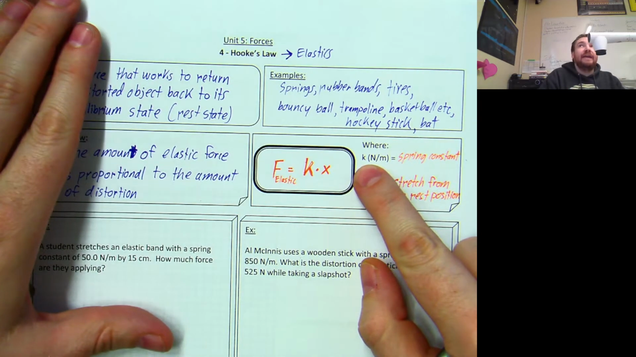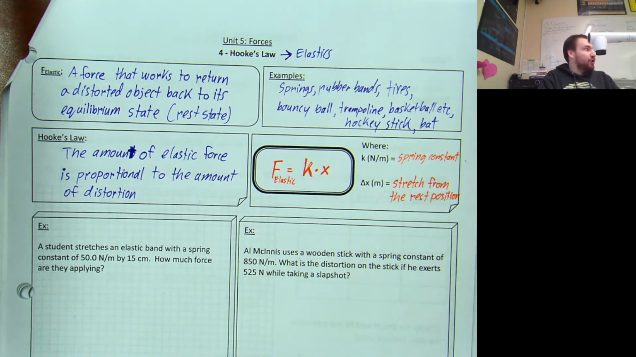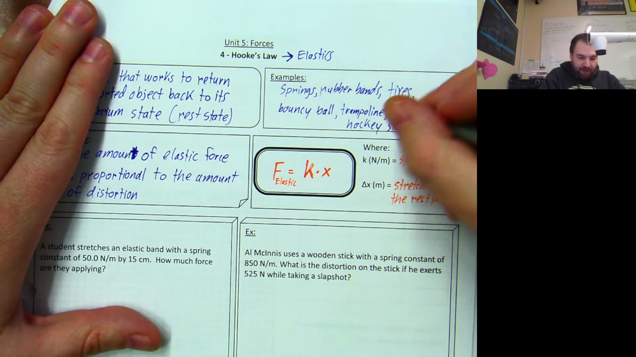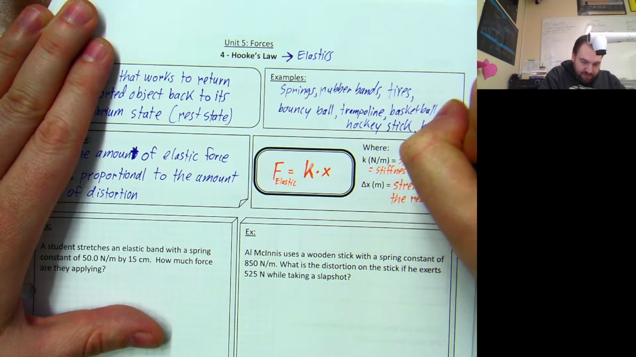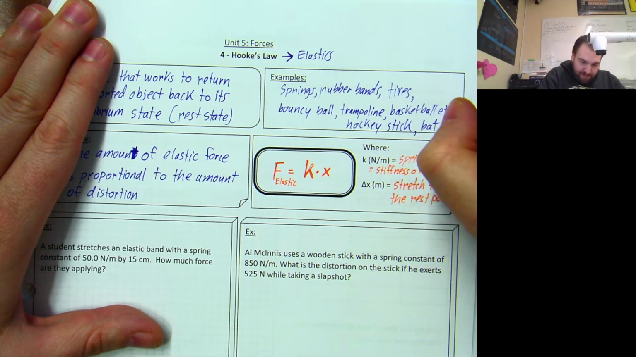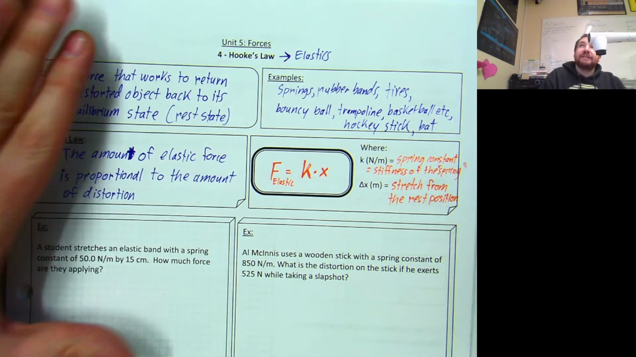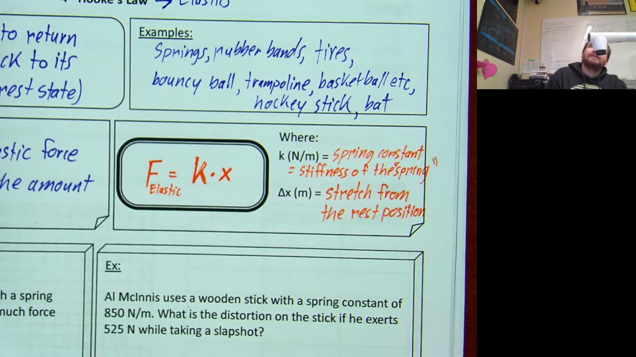And with this value K, like with coefficient of friction, the larger the coefficient, the more friction. Same thing here. The larger the value for K, the stiffer the spring. So K is also a reflection of the stiffness of the spring. And I use that word spring loosely because a hockey stick isn't a spring, but it has springy qualities. So we're going to use this F equals Kx here.